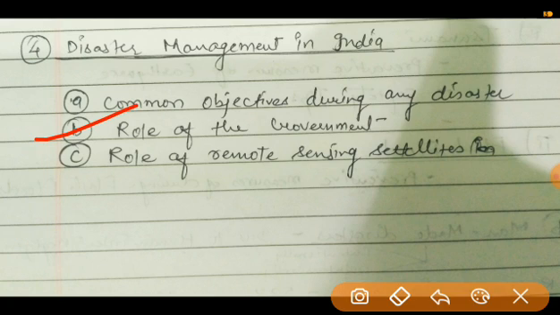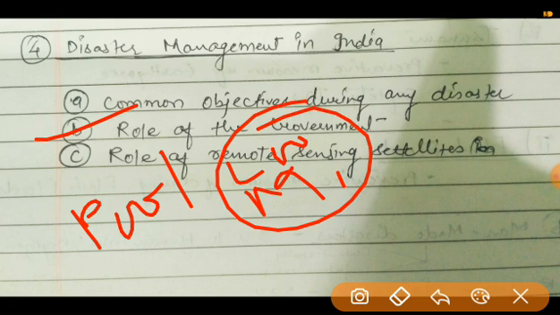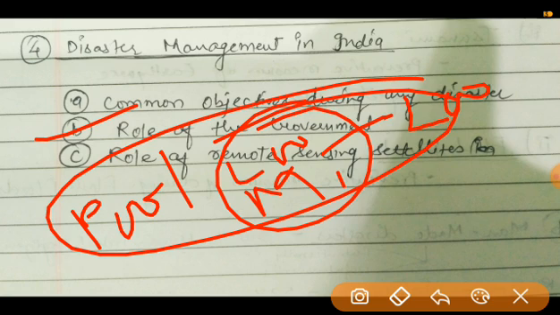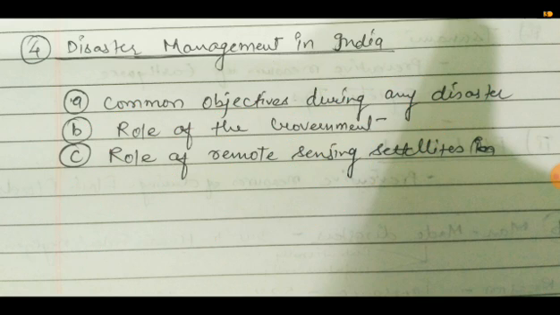Next one is the role of government. So what is the role of government? Basically this problem mainly affects poor people, or those in the lower middle class. Lower middle class means their income is very low. These two types of people are affected very badly, and for this the government is taking initiatives.